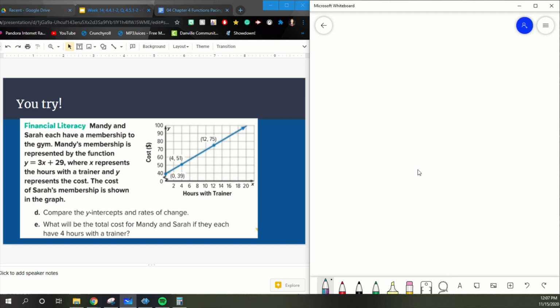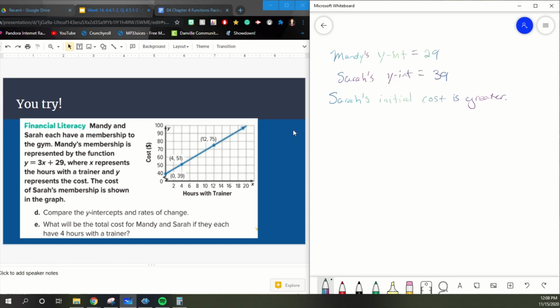So first off, comparing our y-intercepts. Mandy's y-intercept is 29. That means she has some sort of initial cost of 29, while Sarah's y-intercept is 39. These were at 0.39. So Sarah's membership has a y-intercept of 39, so Sarah has an initial greater cost, because she's spending $10 more at the beginning of the month.